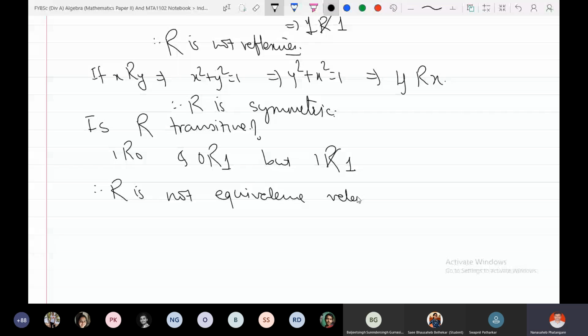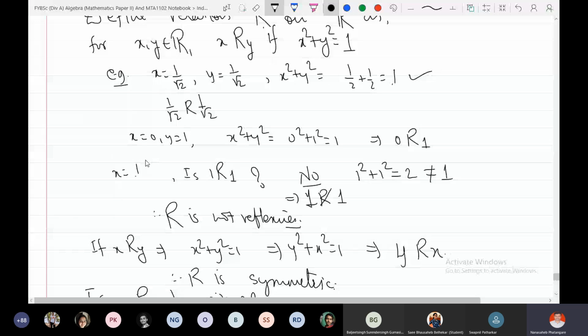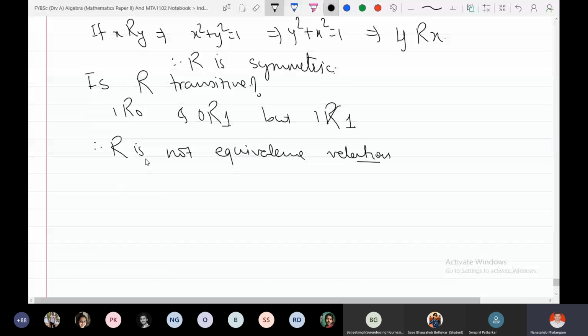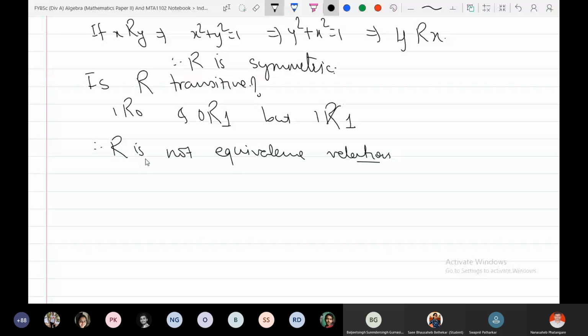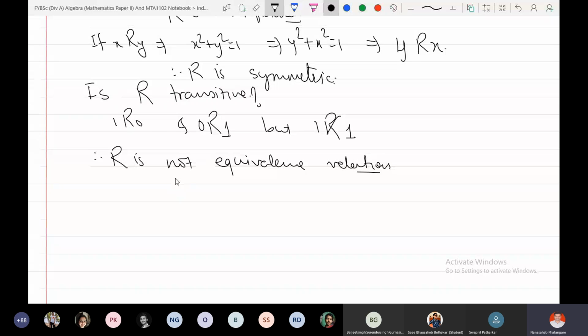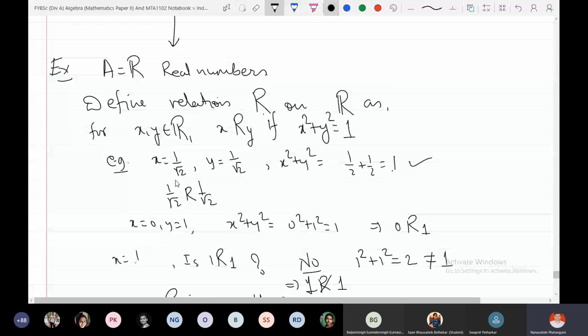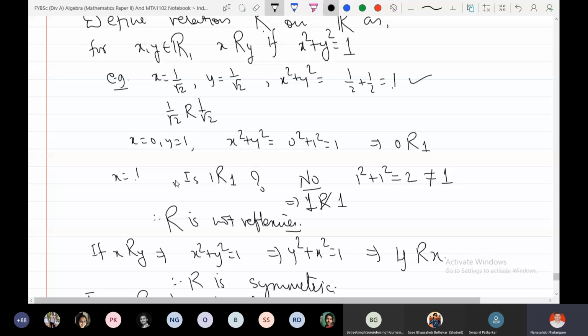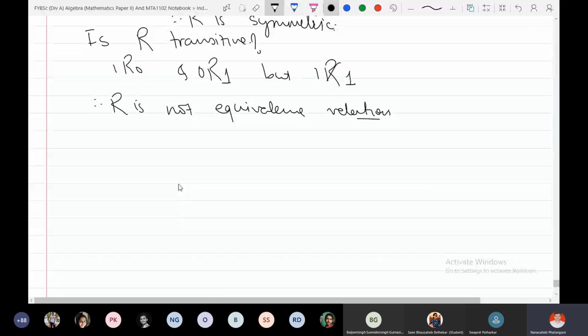Not an equivalence relation, because for an equivalence relation we need all three properties to be satisfied. But here two properties fail, reflexivity and transitivity. If one property fails, then also it is not an equivalence relation. For this relation two properties fail. It is symmetric, but that is not an issue. Fine. So can you sketch now again?